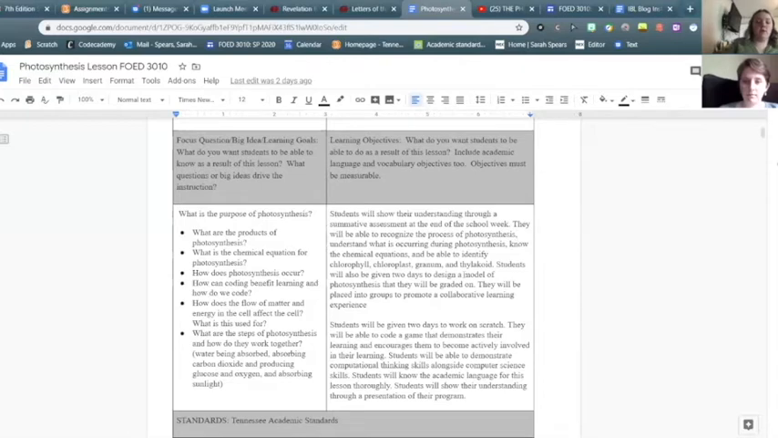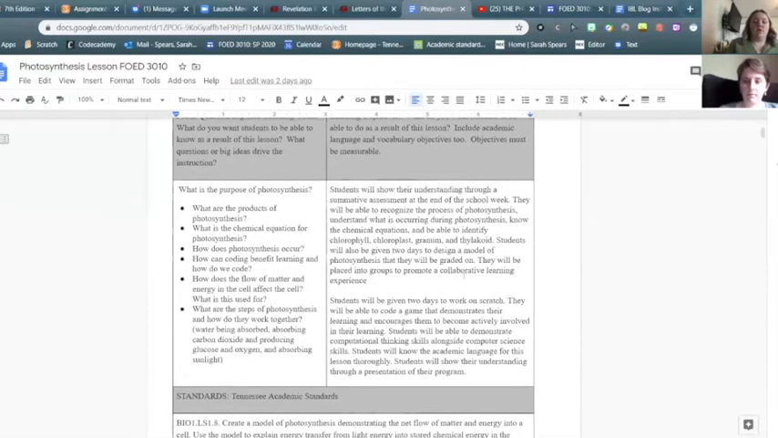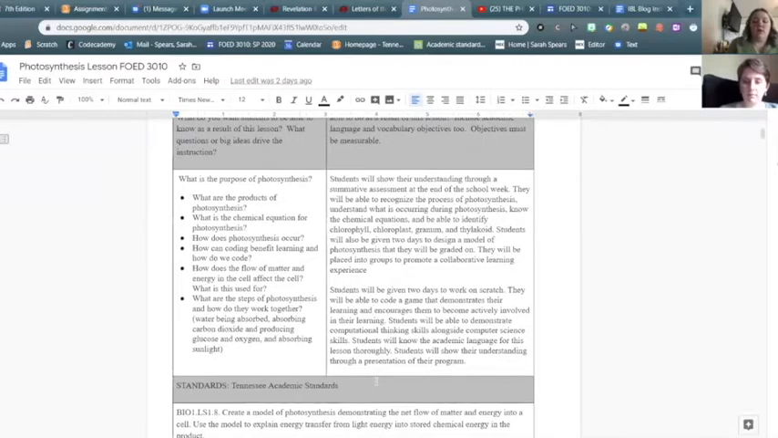And the students will also be given 2 days to work on Scratch, the program we chose to use. They'll be able to code a game that demonstrates their learning and encourages them to become actively involved in learning. Students will be able to demonstrate computational thinking skills alongside computer science skills. Students will know the academic language for this lesson thoroughly. Students will show their understanding through a presentation of their program.